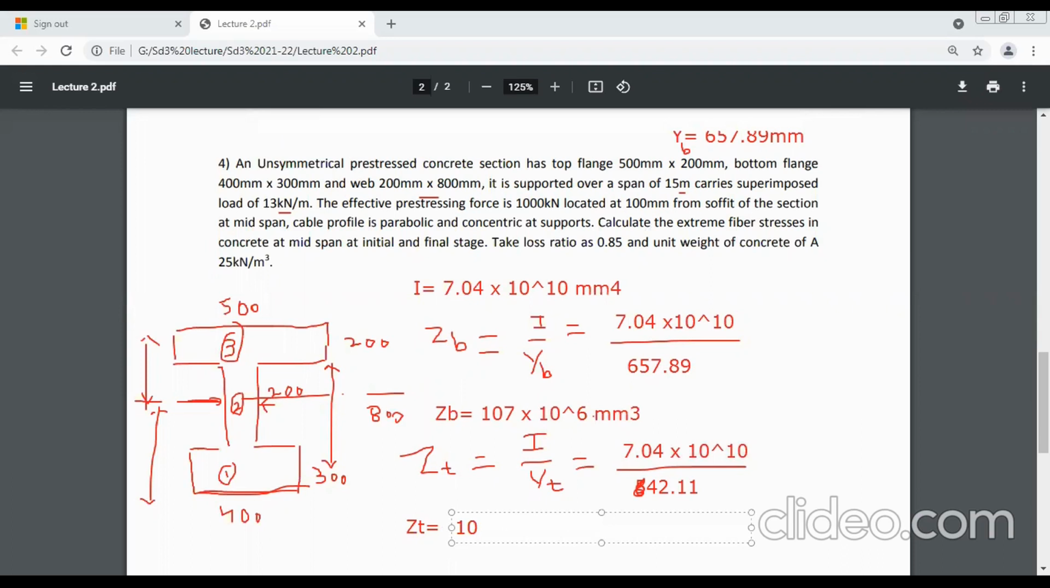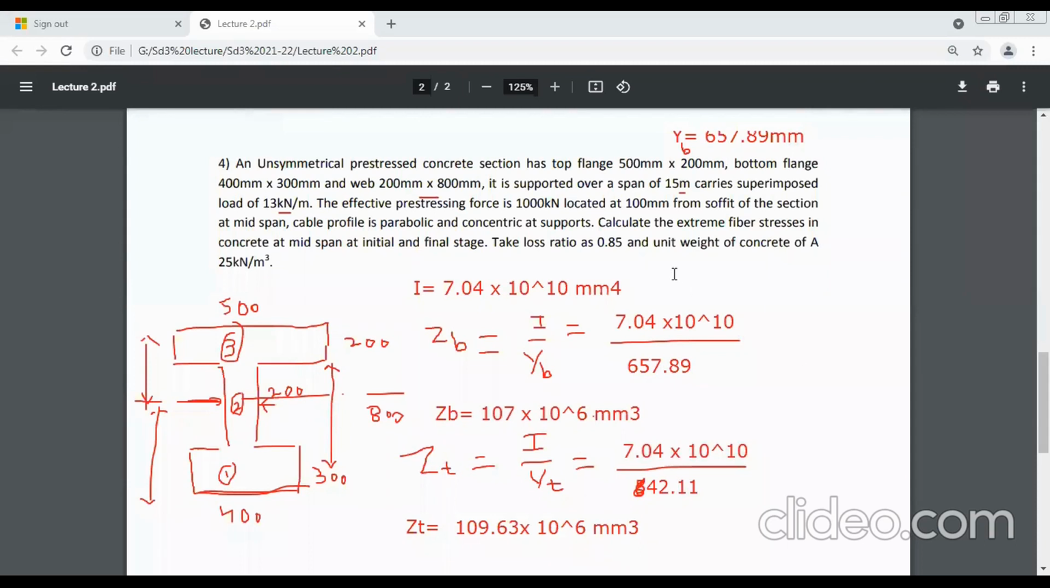109.63 into 10 raised to 6. 109, correct. 109.63 into 10 to the power 6 mm cubed, correct. Okay, now we have calculated ZT.